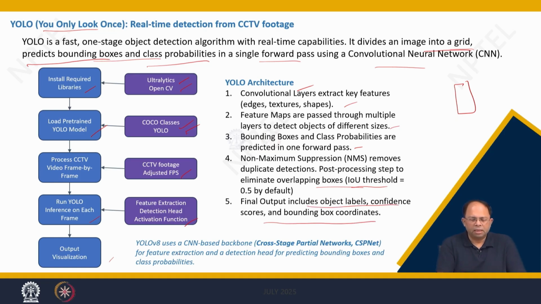And YOLOv8 uses a CNN-based backbone, the cross stage partial network CSPNet, for feature extraction, and a detecting head for predicting bounding boxes and class probabilities.